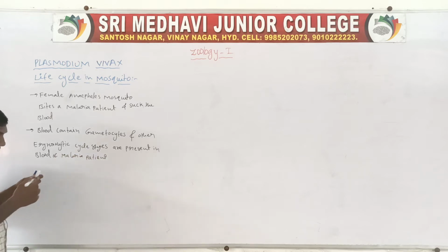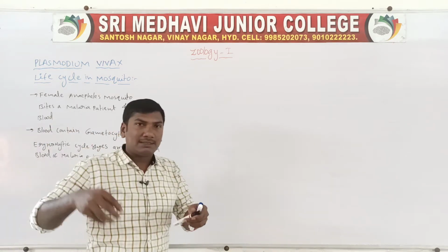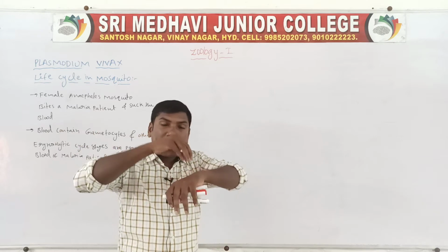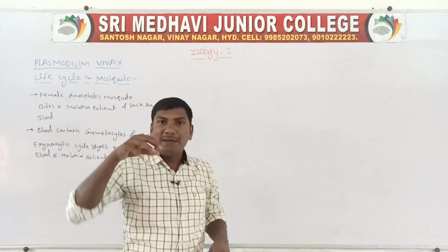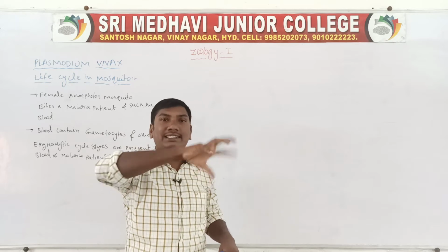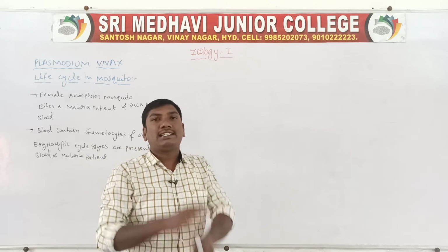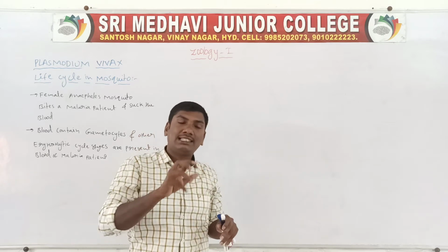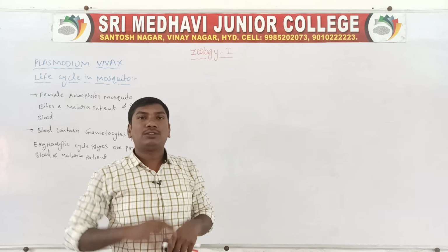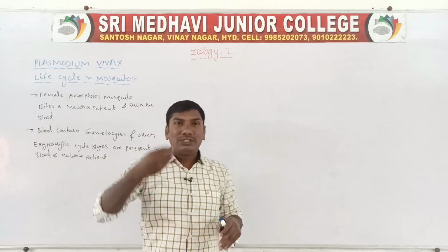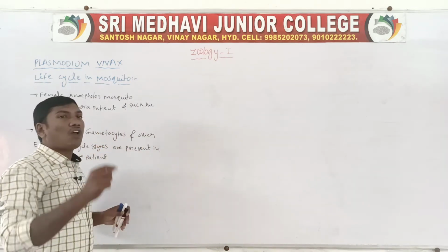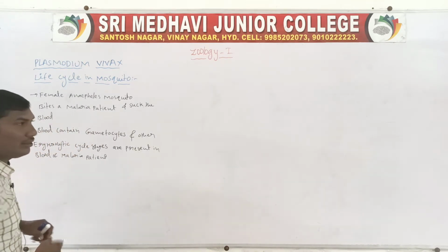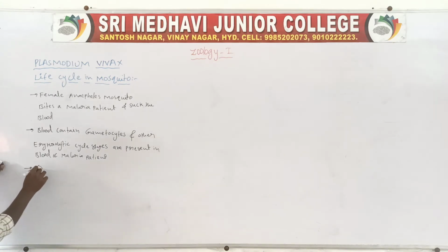So the female Anopheles mosquito bites a malaria patient, sucking the blood of the malaria patient. The blood contains gametocytes and other erythrocytic stages, meaning the signet ring stage, amoeboid stage, Schuffner's dot stage, and merozoite stage. These stages enter into the crop of the mosquito.